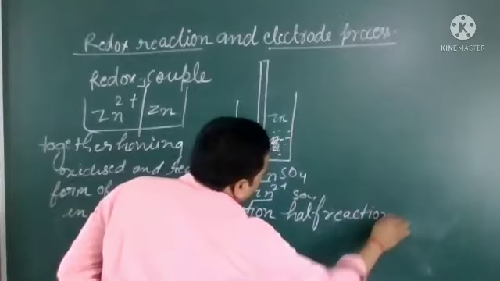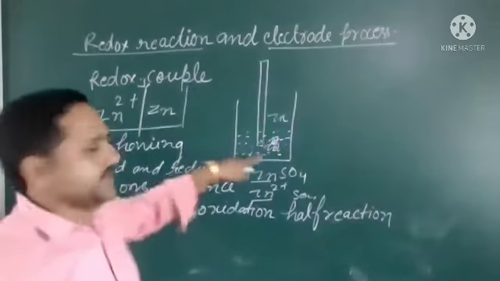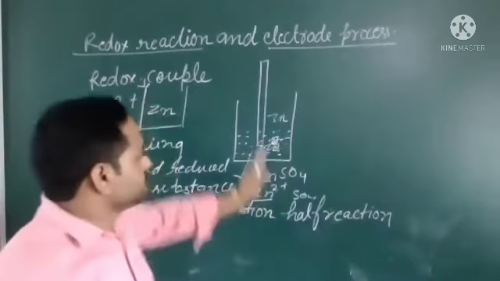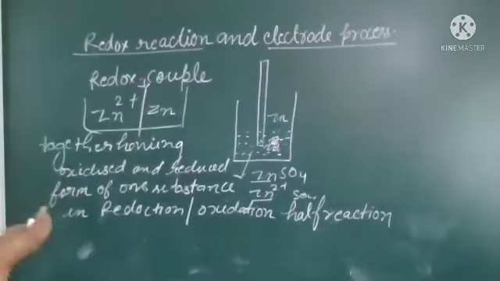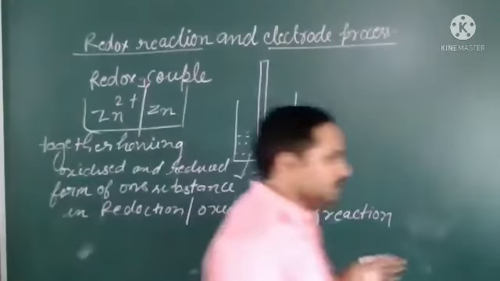Because this is a half cell. Only oxidation is taking place here, so this is a half reaction. Okay, so a redox couple can be defined like this.